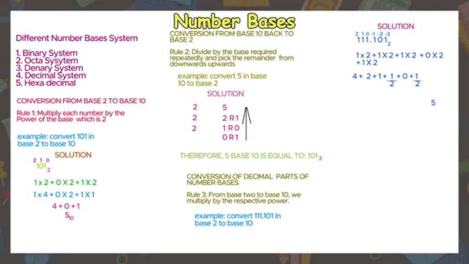Example. Convert 7.625 in base 10 now to base 2. What do we do? The rule says that you first divide by 2, following the normal rule, and you multiply the decimal parts by the required base. Solution.